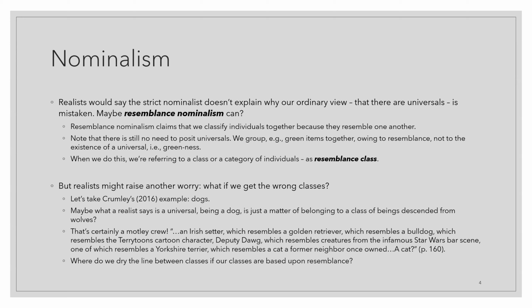On page 160, Crumley writes, members of this class include an Irish setter, which resembles a golden retriever, which resembles a bulldog, which resembles the Terrytoons cartoon character Deputy Dog, which resembles creatures from the infamous Star Wars bar scene, one of which resembles a Yorkshire Terrier, which resembles a cat a former neighbor once knew. A cat? Well, a cat's not a dog. So what Crumley's trying to say here with this example is, the boundaries between these classes could get a little bit fuzzy.